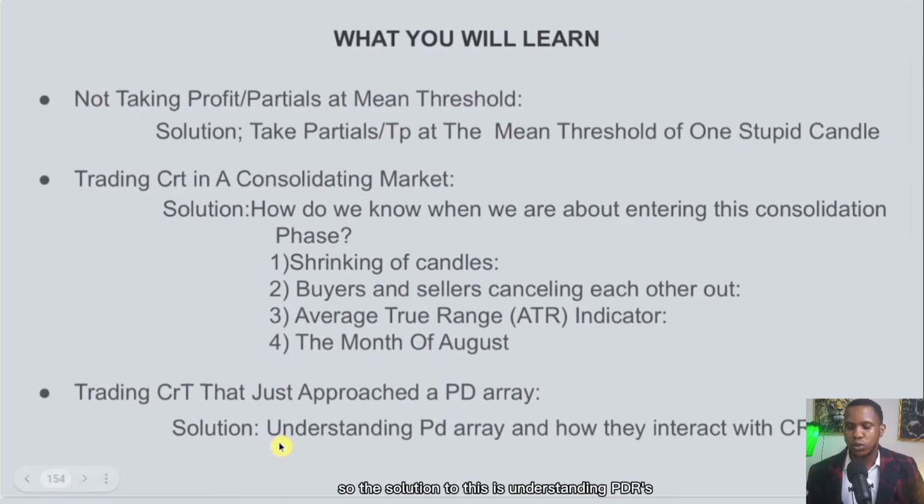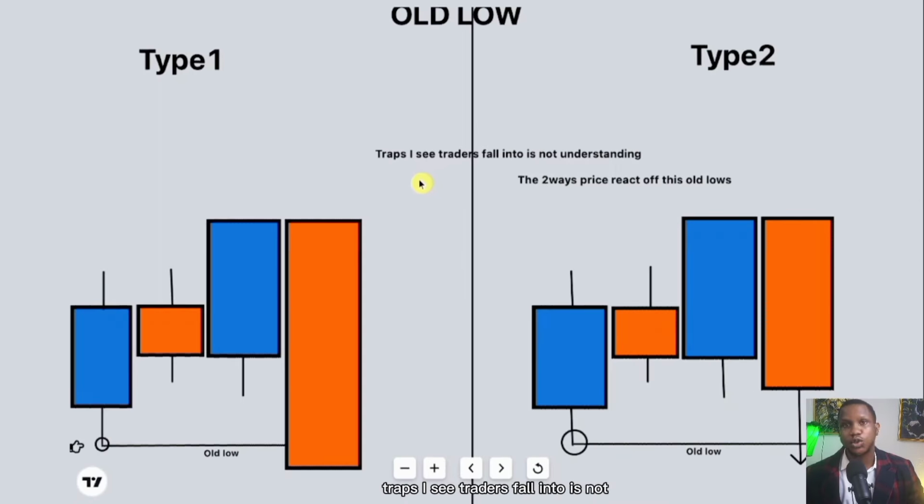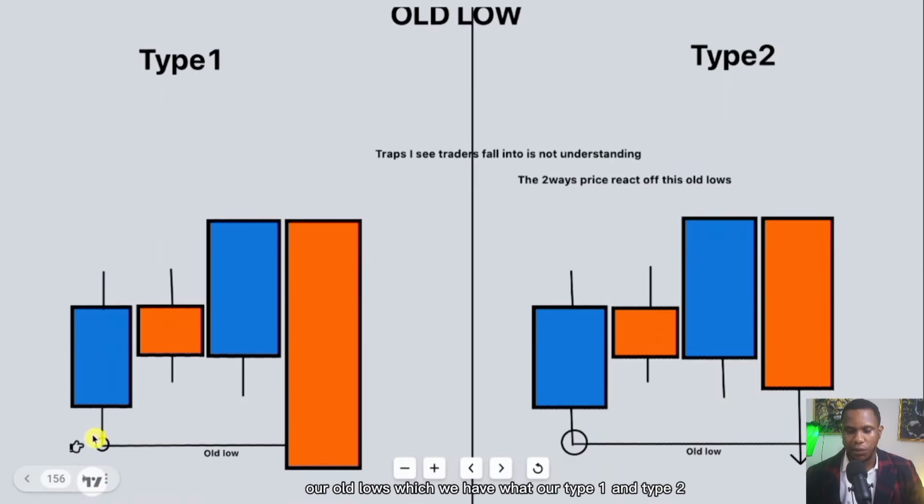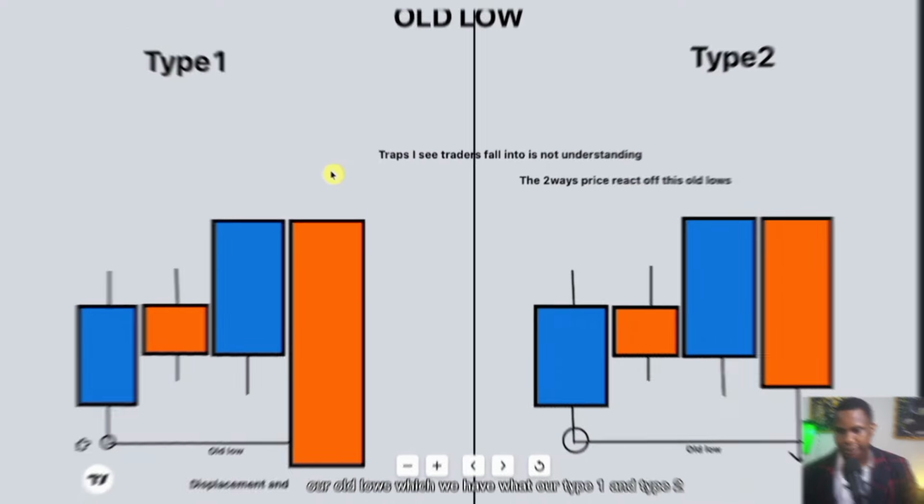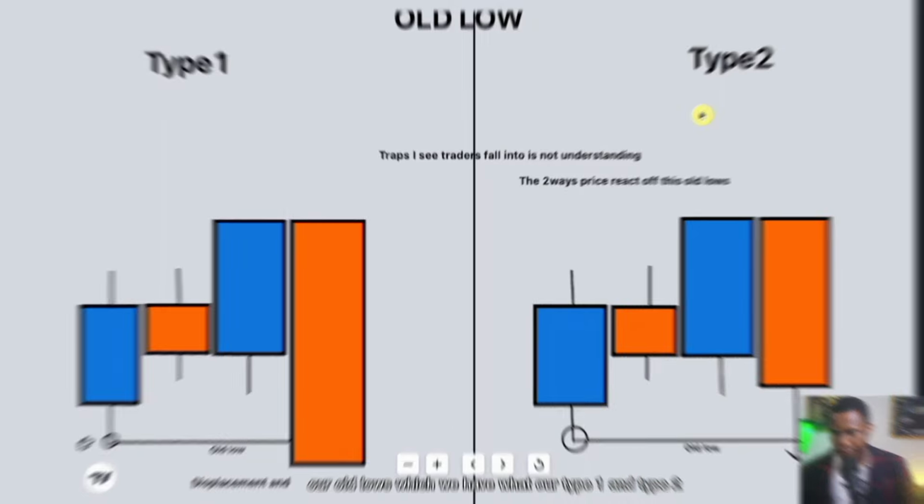So the solution to this is understanding PD arrays and how they interact with our CRTs. This is what I mean. So the trap I see traders fall into is not understanding the two ways price reacts off these old lows, which we have as type 1 and type 2.